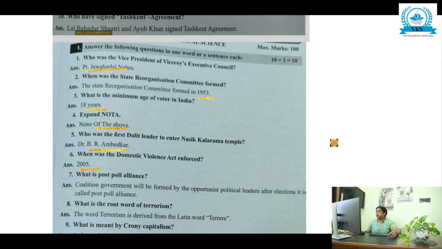2005. What is Post-Poll Alliance? That is, a coalition government will be formed by the opportunist political leaders after elections. That is called as Post-Poll Alliance. Next one, what is the root word of terrorism? The word terrorism is derived from Latin word terror.